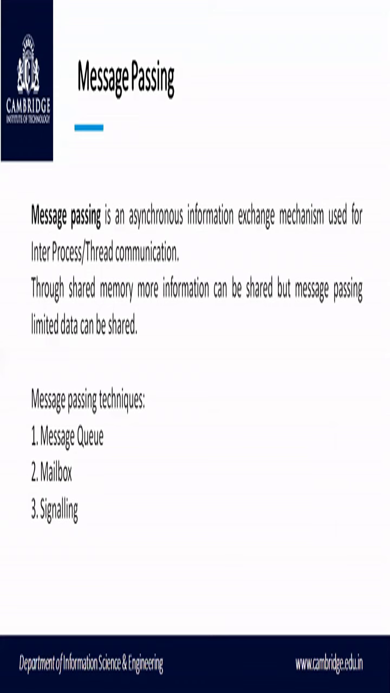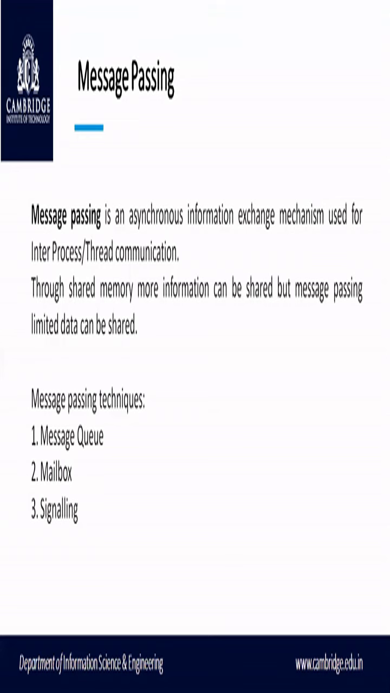Then we have the next concept, message passing. Shared memory is different and message passing is different. In shared memory, both process 1 and process 2, like n number of processes or multiple processes, have access to that particular shared memory to share or transfer their information. Here in message passing, it is an asynchronous information exchange mechanism used for inter-process or thread communication. This is also used for inter-process communication, that means if one process needs to communicate with another process, this asynchronous message passing technique can be used.